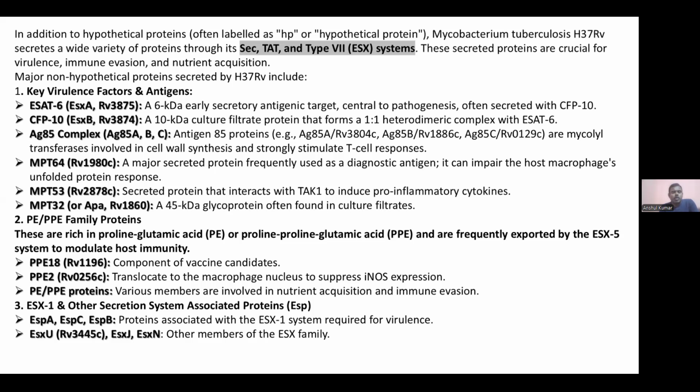Then PPE2, which is secreted by RV3426C, translocates to the macrophage nucleus to suppress iNOS expression. Then PE or PPE proteins, various members are involved in nutrient acquisition and immune evasion. Third is the ESX1 and other secretion system associated proteins, that is the ESP. So here some of the secretion system associated proteins are ESPA, ESPC, and ESPB. And next are ESX-U, ESX-J, and ESX-N.